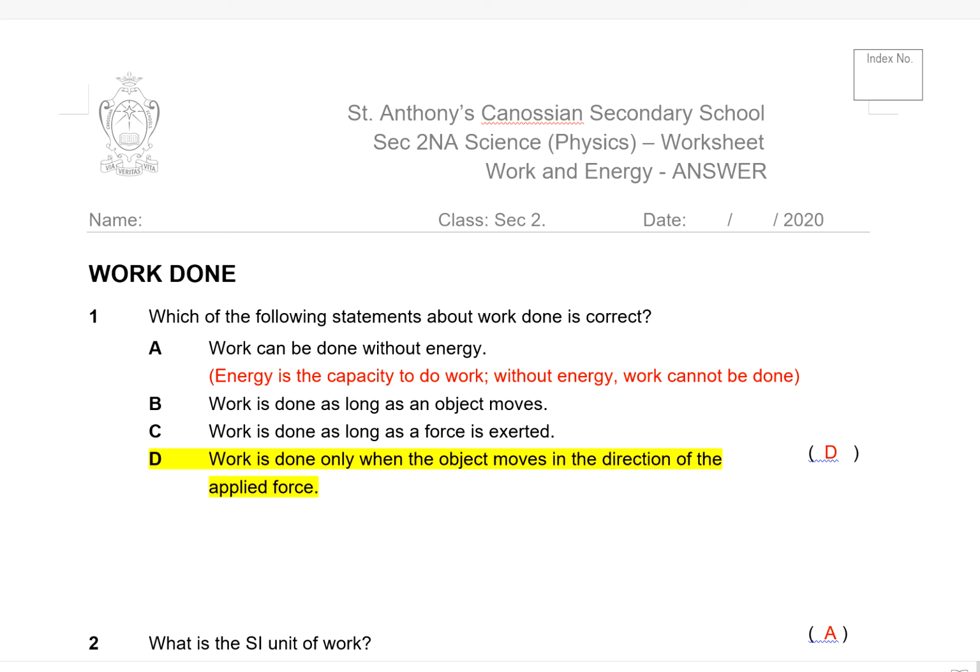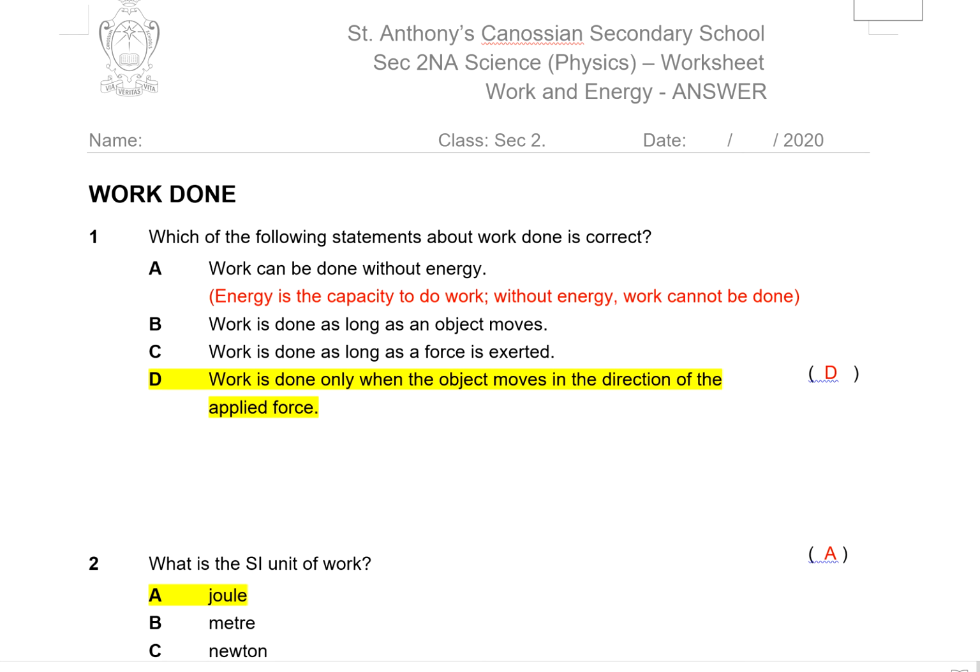Hello everyone, I'm going through the Sec 2 NA worksheet on work and energy, and I'll begin with the part on work done first. Now, in this first question, they require you to understand the meaning of work done. So remember, the formula for work is force times distance.